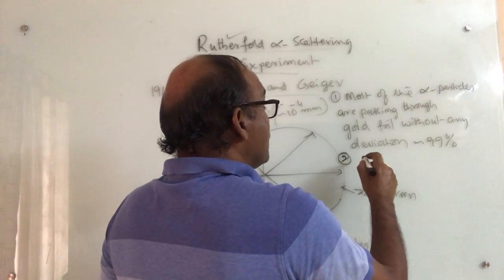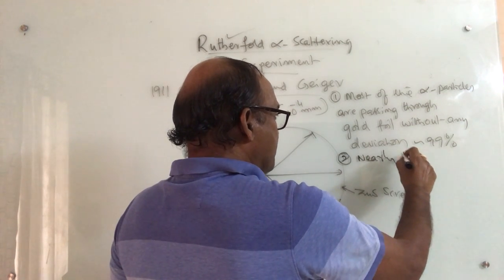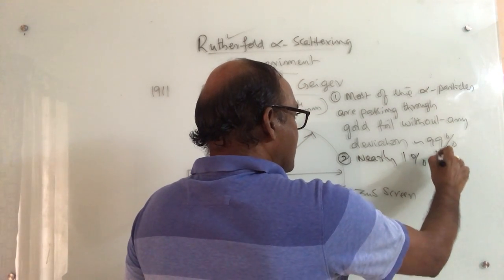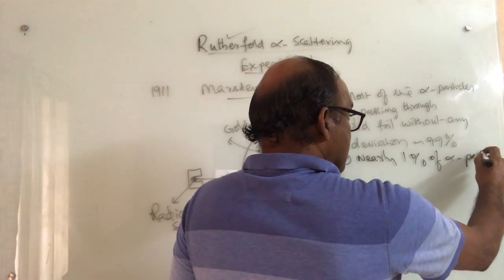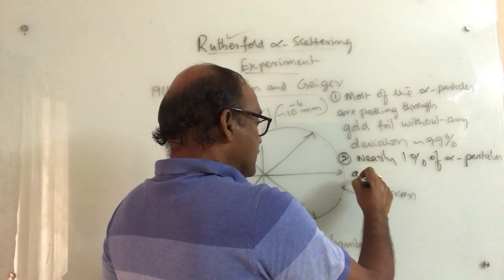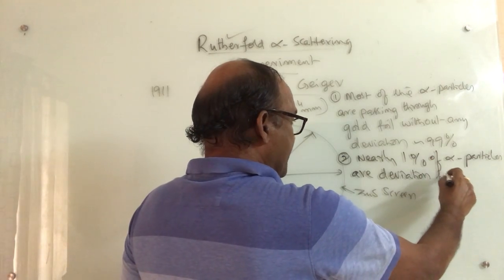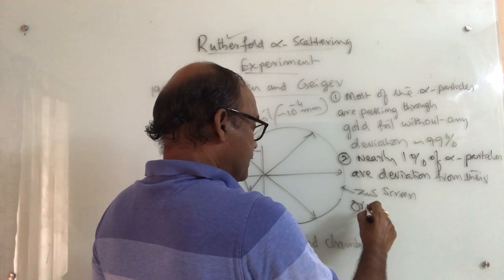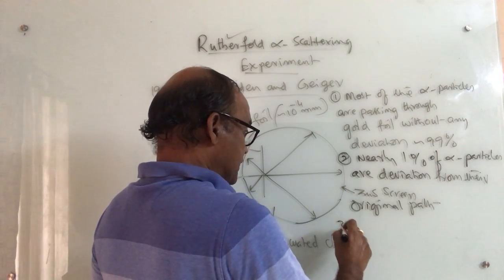Nearly 1% of alpha particles are deviating from their original path. This is the second observation.